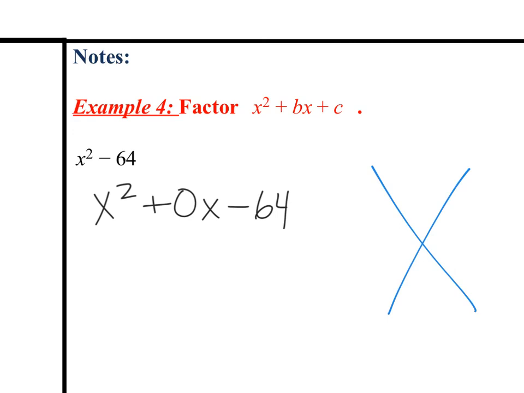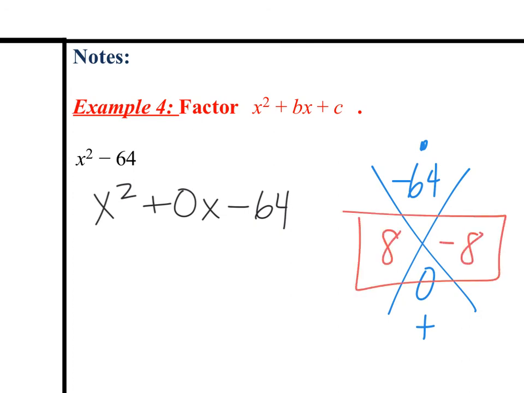You didn't have an x term, so put a 0. I want two numbers that multiply to negative 64 and add up to what? 0. Think about it. Don't say it out loud yet. Let everybody have a chance to think. 8 and negative 8. Good. So if you're adding to 0, you're going to have the same number, just one positive, one negative. X plus 8, x minus 8. Don't ask me if you're right.